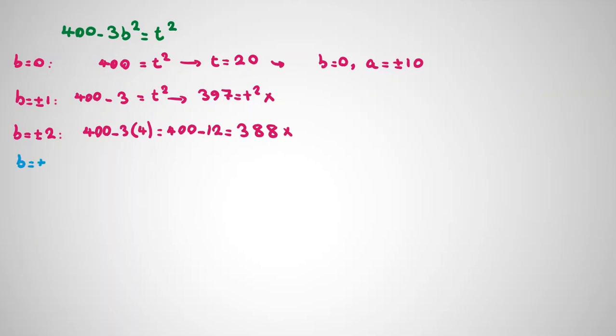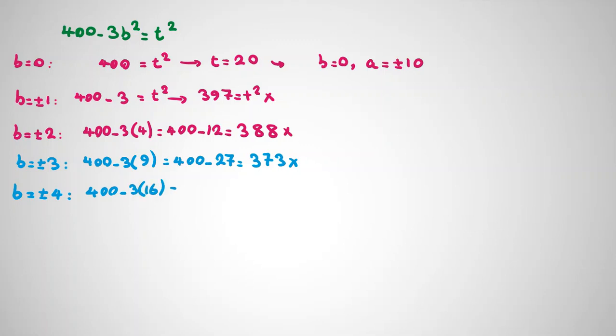In the next case, b equals plus or minus 3: 400 minus 3 times 9, which is 400 minus 27, which will be 373, not a perfect square. If b equals plus or minus 4, it will be 400 minus 3 times 16, equal to 400 minus 48, equal to 352. Again, it's not a perfect square. Let's check other numbers.